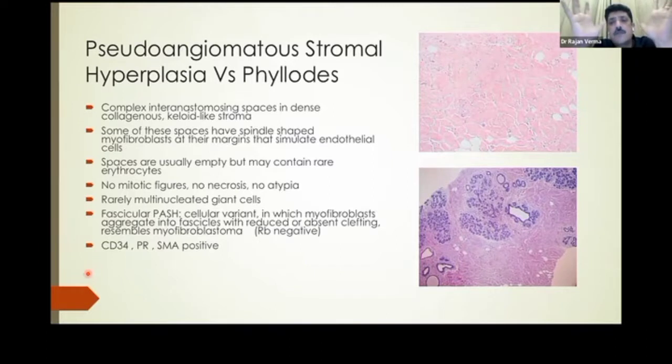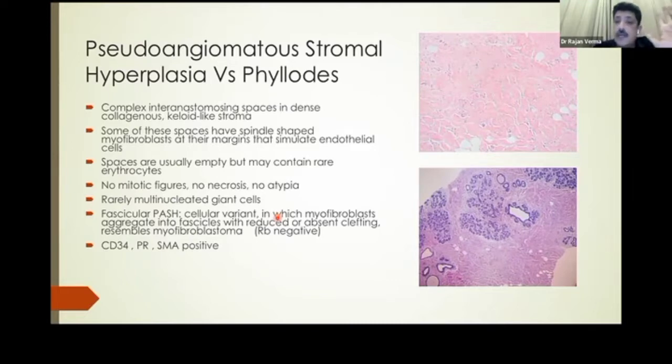PASH can coexist with phyllodes. It is usually found in borderline phyllodes. What is PASH? PASH is basically pseudoangiomatous stromal hyperplasia. These are spaces which are separated by thick collagen, and at times these spaces can be lined by cells which are actually myofibroblasts. These spaces are usually empty, but can have RBCs in between. And you can see here a high power view of PASH. There is no mitosis, no necrosis, no atypia.